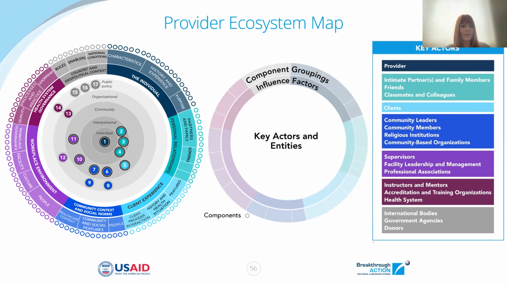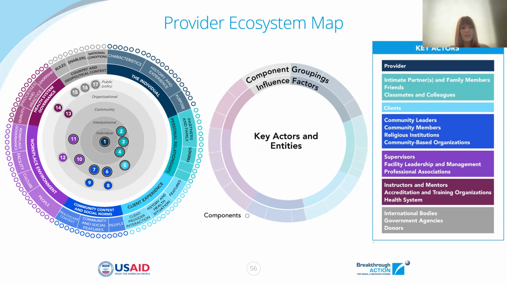Again, this would vary according to the context, and you would really want to do that mapping to understand which actors are relevant and which actors you might want to engage with or ally with, as Professor Flores said. And the actors and entities are color-coded to align with what we are calling the influence factors. So in that next level of the circle, there are influence factors, and these are the broad elements or groupings of elements that interact with one another and influence providers. And then each influence factor further divides into component groupings. You'll see that next level. And then those further divide into specific components. And I'll talk about those more on the next slide.